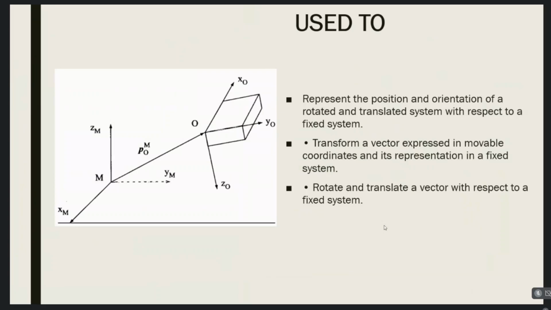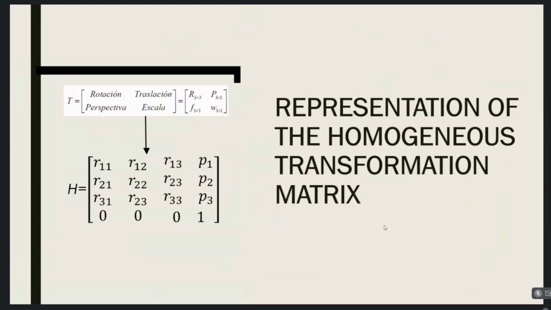Unlike the rotation matrix, we now take into account all the movements that the robot makes, both displacement and rotation. This is shown in the picture. Representation of the homogeneous transformation matrix. The matrix shown below is the homogeneous transformation matrix. As before, it is a matrix of dimension 4 by 4. Here a simplified representation is shown.